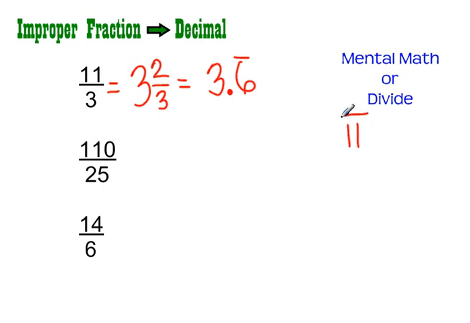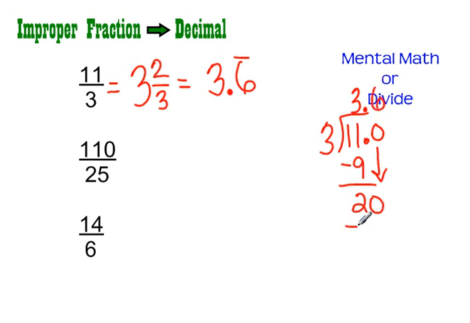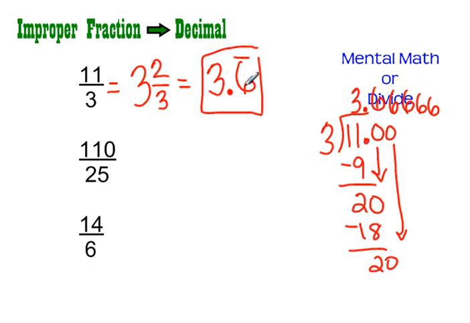Now, if this doesn't make sense, remember that division always works. 11 divided by 3. 3 goes into 11 3 times. I've got 2 left over. I need to continue, so I'll add a 0. 3 goes into 20 6 times. 3 times 6 is 18. I've got 2 left over. I'm going to bring this down, and wait a minute, that's the same thing I got last time. This 6 is going to continue on, which means that my answer is 3.6 repeating.